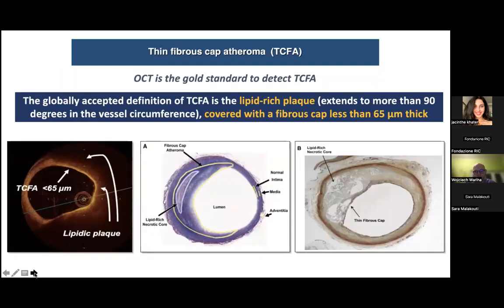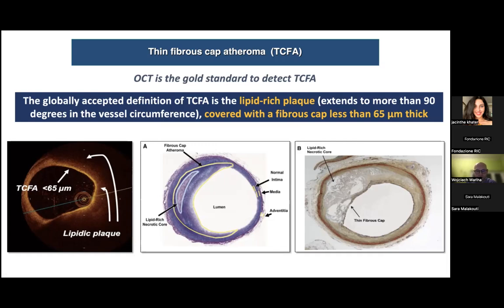Another vulnerable plaque, quite characteristic when we use OCT, is the thin-cap fibroatheroma, usually called TCFA. And now we can say that OCT is the gold standard to detect TCFA. How to recognize TCFA in OCT? The globally accepted definition of TCFA is a lipid-rich plaque covered with a fibrous cap. However, that fibrous cap should be less than 65 micrometers thick.